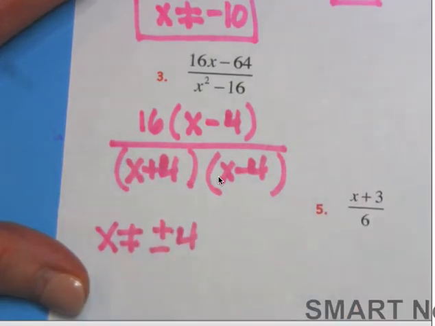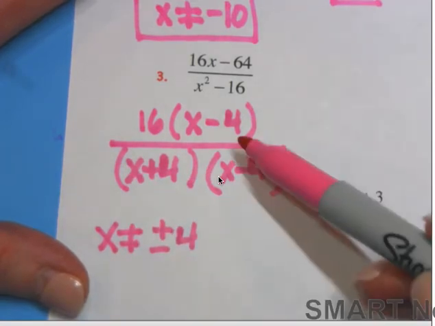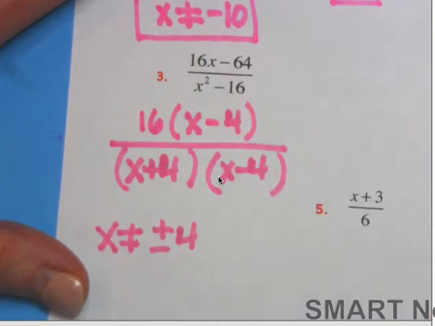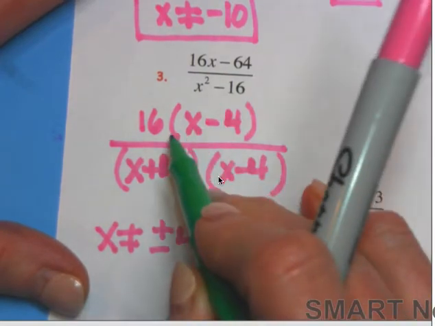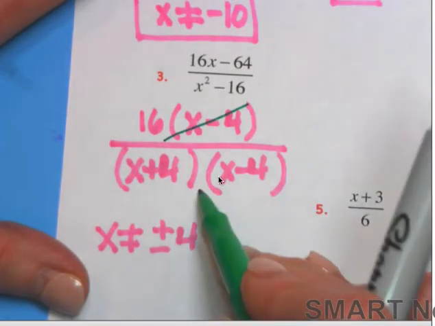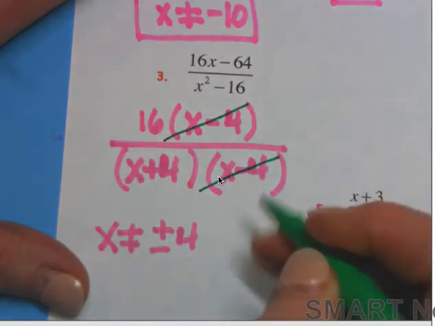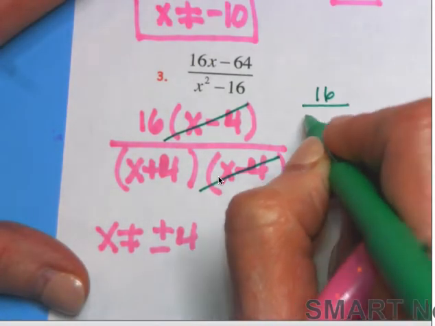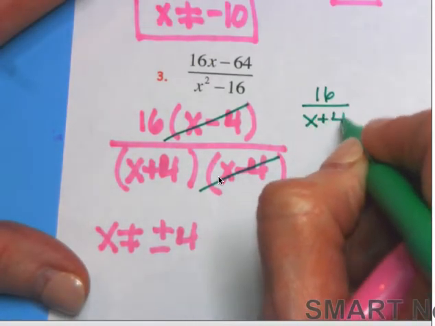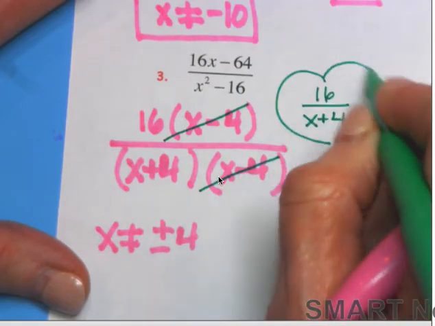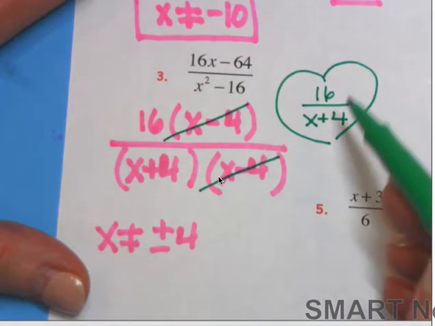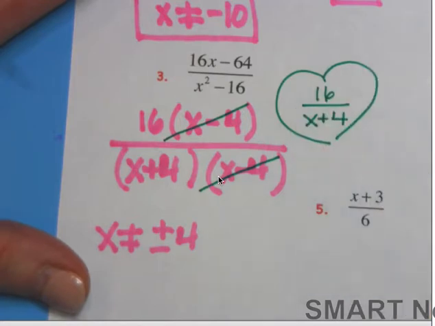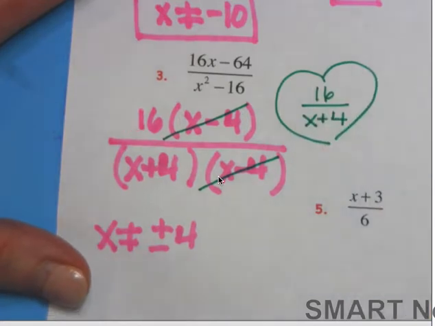Once I've factored and listed excluded values, I then look for common factors top to bottom that can divide out of the problem. They share the binomial x minus 4, so I'm going to divide that away, and then what remains is the expression 16 over x plus 4. Before I end the video, I'm going to talk about why 16 and 4 cannot divide out, but I'm going to carry on. I'll talk about that on the other page.